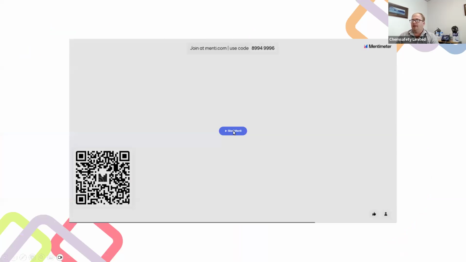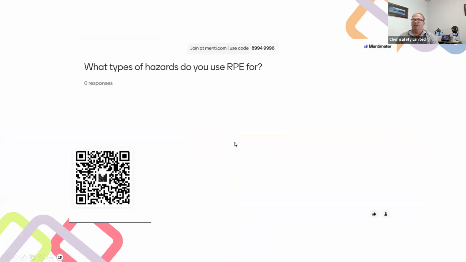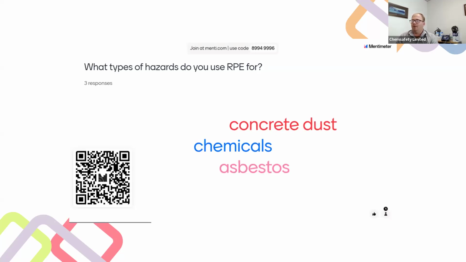So this is one of the interactive things we've got today. I just want to have an idea of what type of hazards you use your RPE for, or your workers use your RPE for. So you should be able to go to the website menti.com and use the code 8994-996, or alternatively scan that QR code, and you can put up to 3 different answers in terms of the type of hazards that you'll use your RPE for. So I'll give you a couple of moments to let that work, and we'll see what the most common answers are.